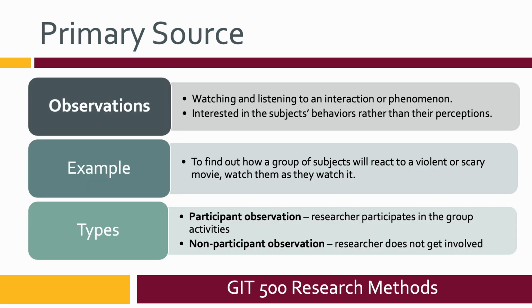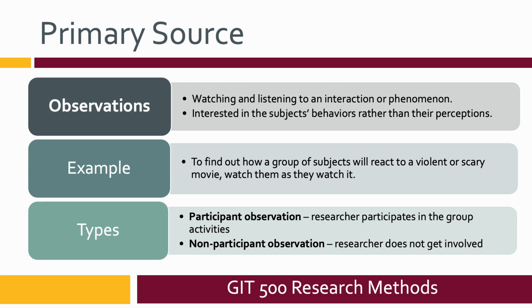One primary source of data is through observations, which are just what you think they are, watching and listening to an interaction or a phenomenon or something that's happening. You're really interested in the subject's behaviors rather than their perceptions of what they think. An example would be to find out how a group of subjects will react to a violent or scary movie. You would want to watch them as they watch it.